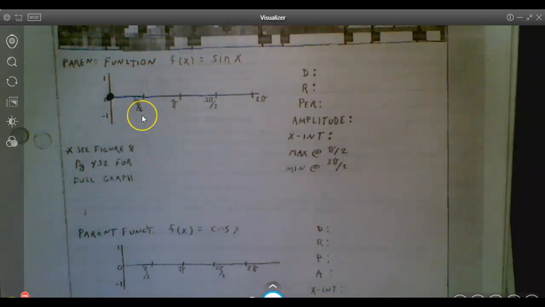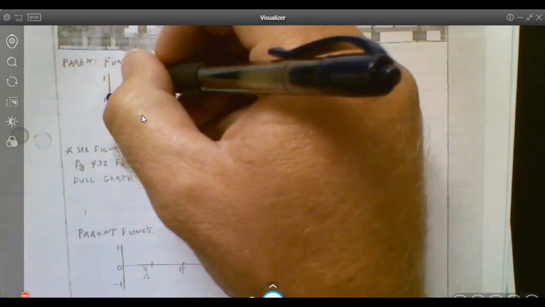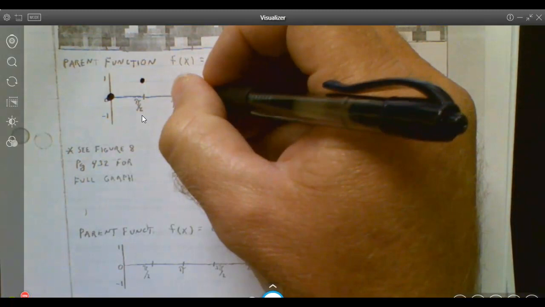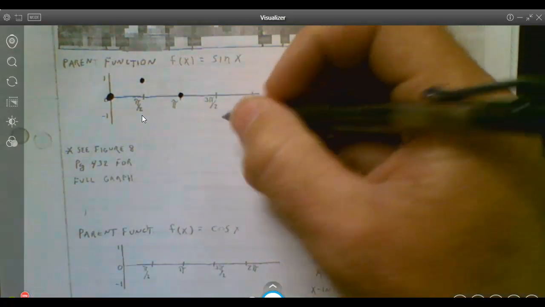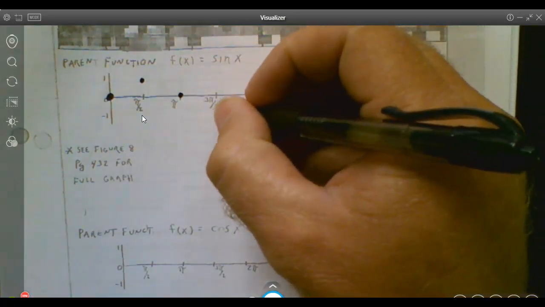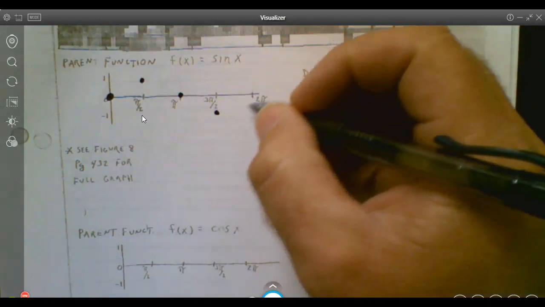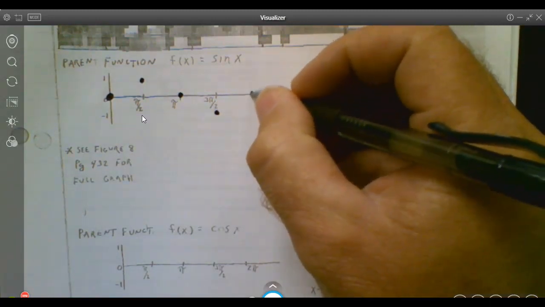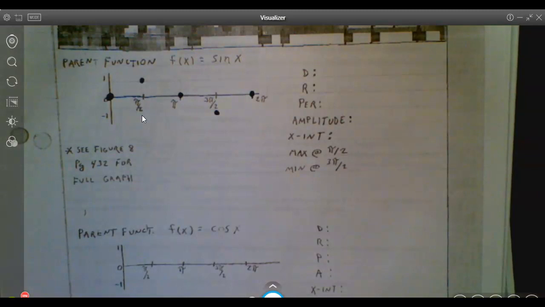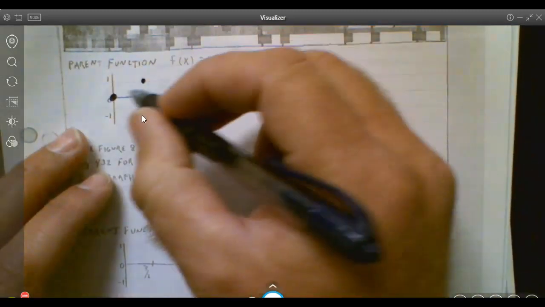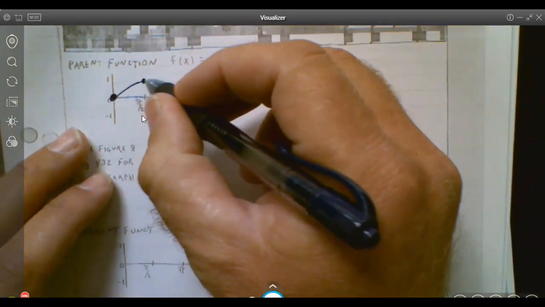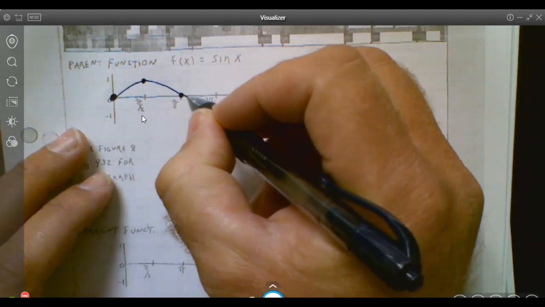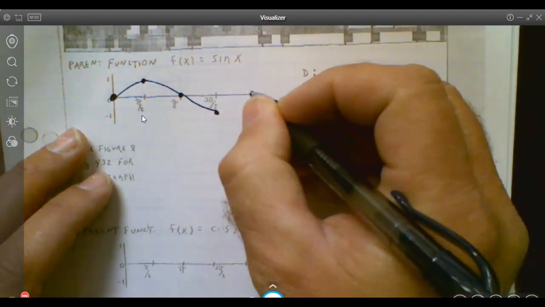So we saw when I hit pi over 2, I was up to +1. As you get to pi, you're back to 0. As we went down to 3 pi over 2, I was down to -1. And then as I went back to 2 pi, I'm back to 0. And that completes one full period of the graph. So our parent function for our sine graph would look like this.